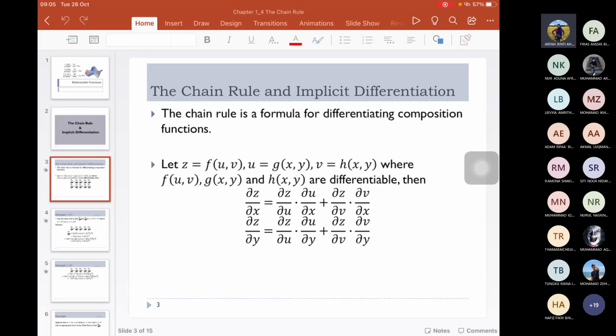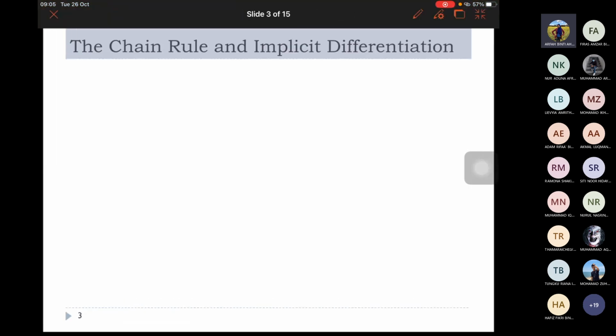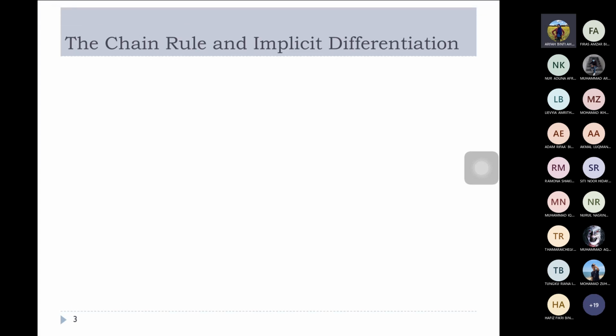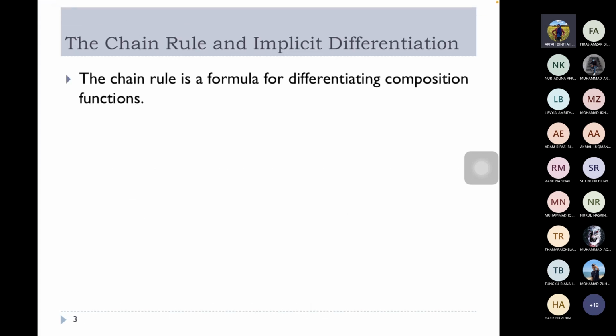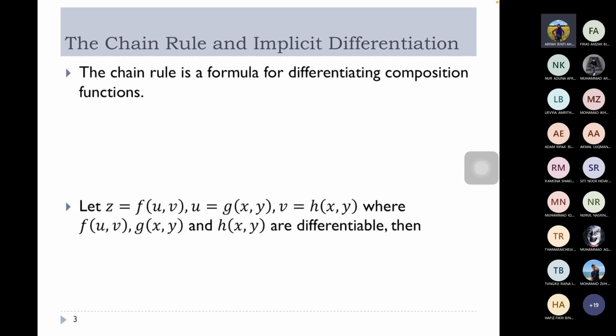So what do we mean by the chain rule? The chain rule and implicit differentiation is a formula for differentiating a composition function, meaning that in your function, there is also another variable that you want to differentiate. So we are going to use the chain rule.